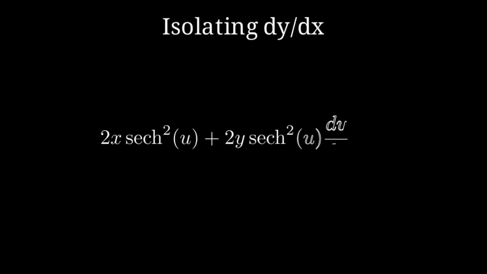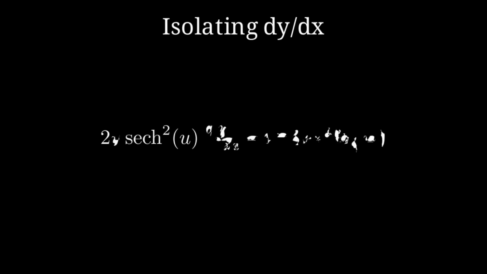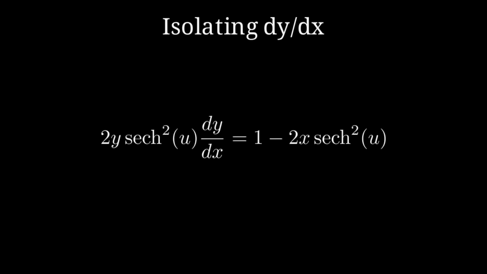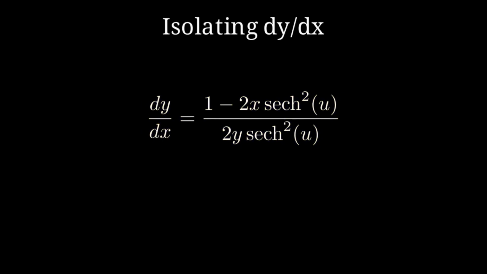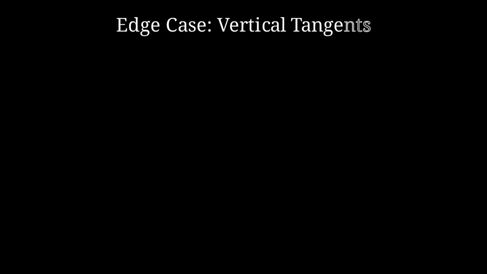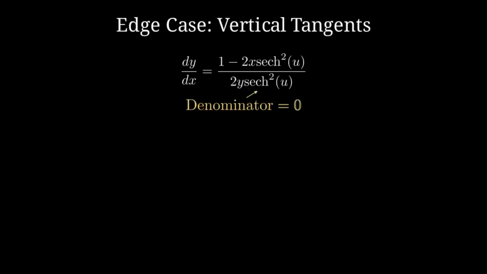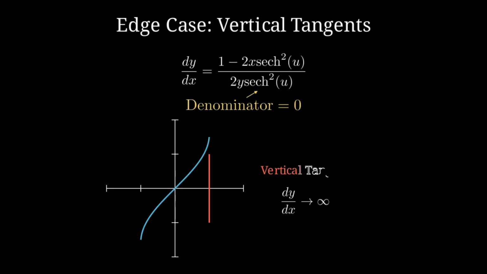Subtract the term without dy/dx and then divide by the coefficient of dy/dx. The result looks complex, but it follows the exact same logic as our simpler examples. We have successfully found the derivative for a nested implicit hyperbolic function. What happens if the denominator of our derivative is 0? In our previous example, if 2y times sech squared of u equals 0, the derivative is undefined. This indicates a vertical tangent line on the graph at that specific point.